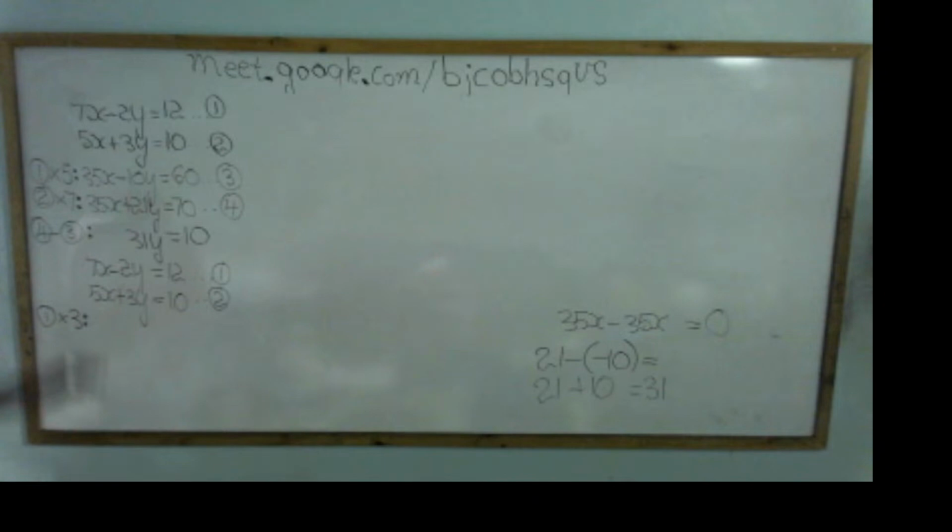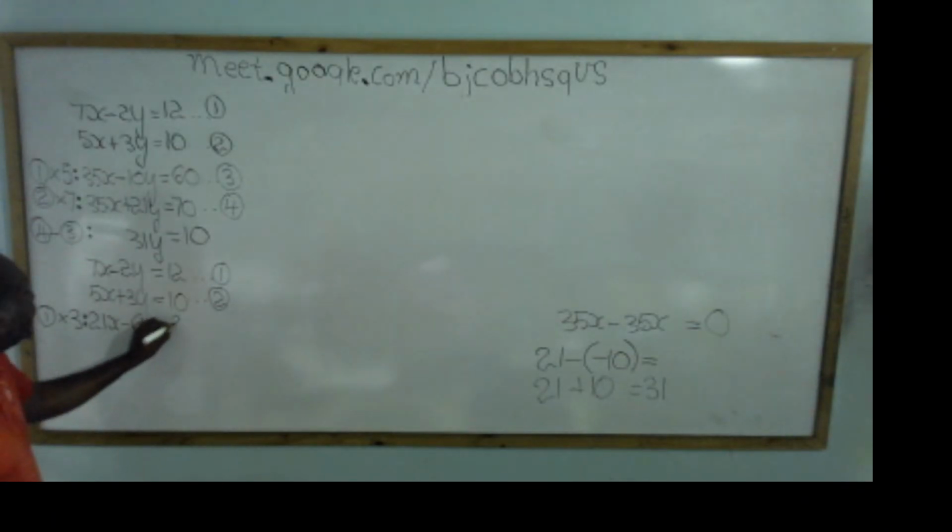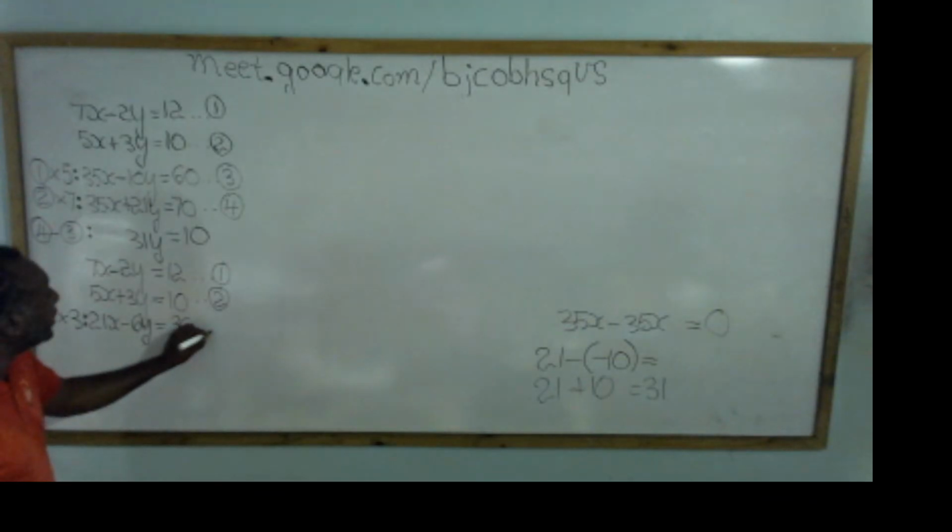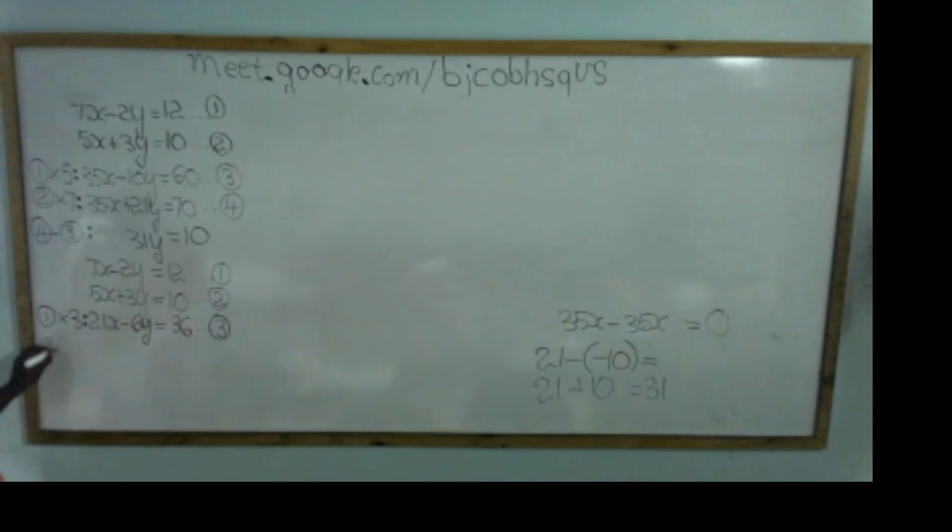So we take the equation that is here, which is equation 1, and we multiply by this because we are eliminating the y's. So what do we have? 21x minus 6y is equal to 36. And that is your equation 3. Then for equation 2, you take the equation that is down here and you multiply by the coefficient that is there. So you multiply by a 2.